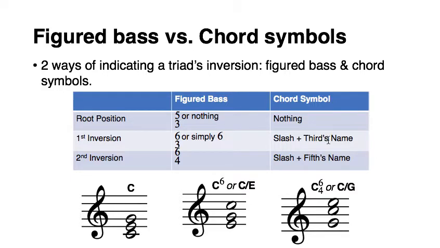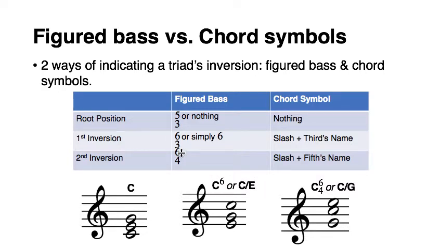When you're dealing with chord symbols, you're going to put the chord symbol, a slash, and then you're going to write what the name of the note at the bottom is. What is the bass in this particular case here, which will always be the third in first inversion. So you write C major slash the name of the lowest note, E.